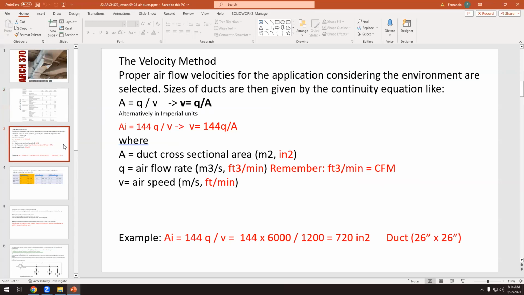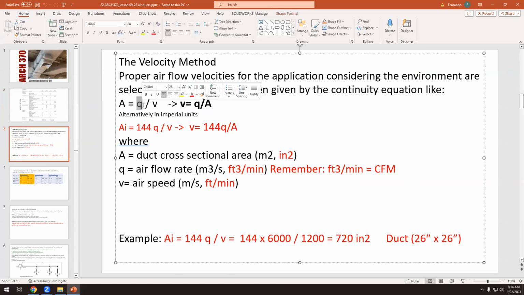Then what's the formula? Well, it's very simple. The area of the duct is the airflow divided by the velocity or the speed. Okay, so we have the airflow. It depends, it's 20 CFM times the number of people. That's the airflow. We divide it by the velocity, and then we get the area. This is the right formula in international units. In imperial units, we have this bloody conversion, and we have to add this 144.